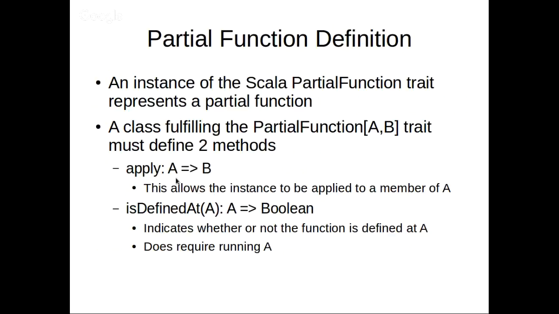Very importantly, if it's not defined for that, apply doesn't guarantee any specific behavior. It could throw an exception. So we should only be applying it to things for which isDefinedAt is true. It's actually defined there. So we shouldn't be applying a reciprocal function, something that takes 1 over the integer given to it, at 0. We should first find out, is it defined at that point? And if so, then we can apply it. So it allows the function to be applied and to map it to a range.